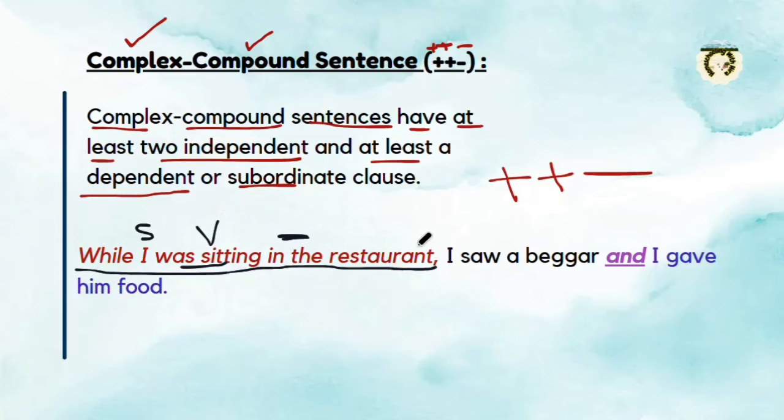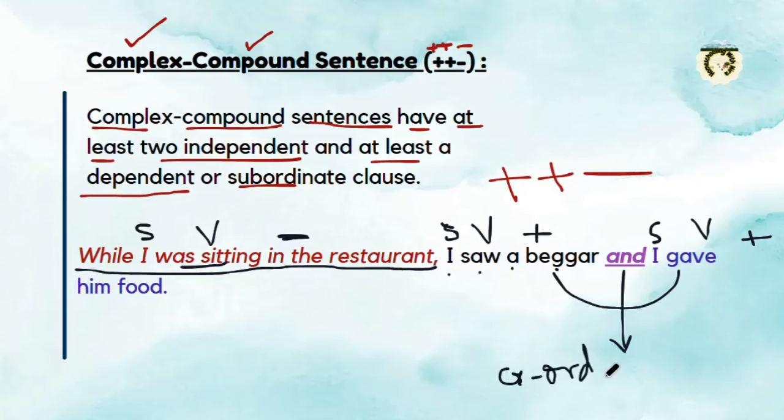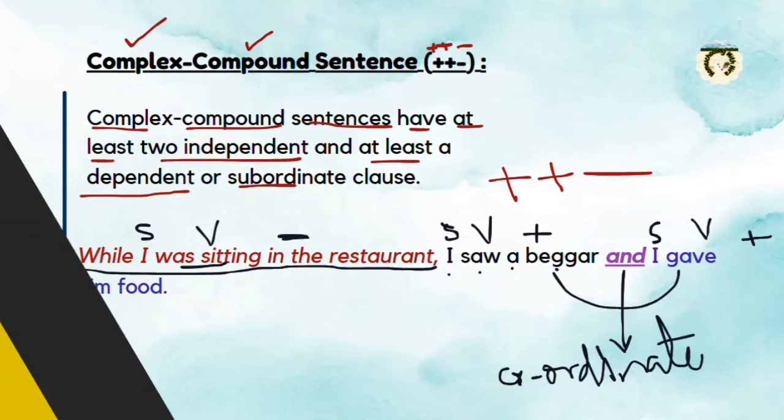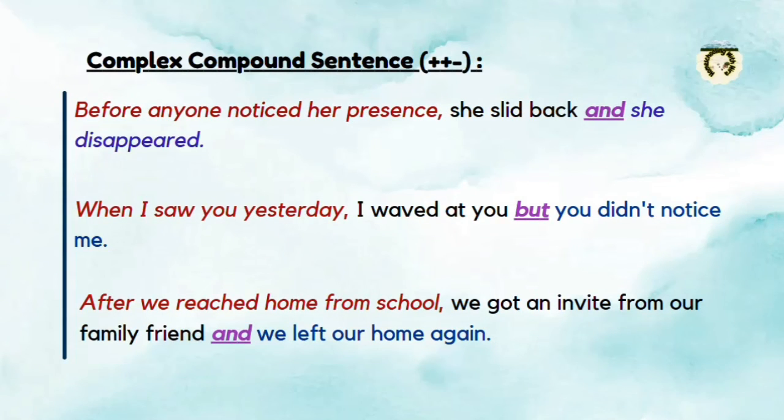While I was sitting in the restaurant, I saw a beggar. I saw a beggar, complete sentence, plus, and I gave him food, another complete sentence, right? So again a plus sign will come here, and these 2 complete sentences or independent clauses are joined by a coordinate conjunction, right? So this is our complex compound sentence. Now let's quickly see some other examples of this, and here you are.